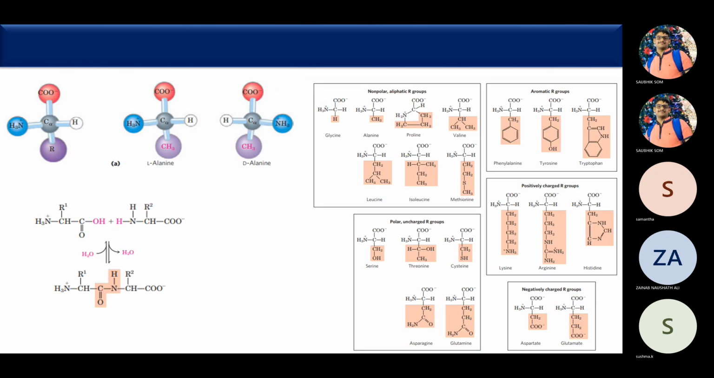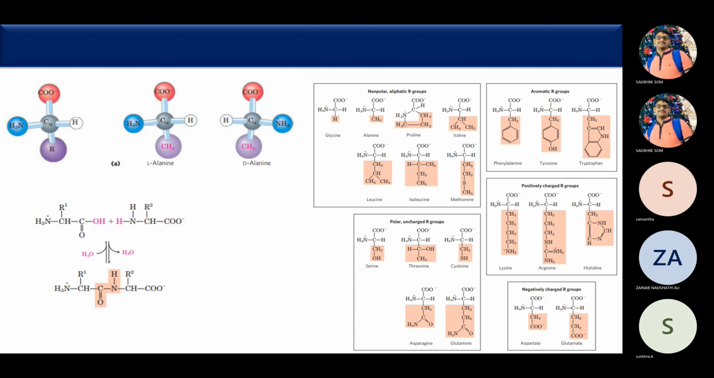First, I'll just briefly discuss amino acids. Sorry, I forgot to give the title: amino acids. Amino acids are basically the building blocks of proteins.